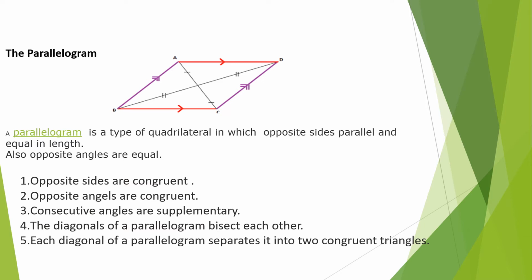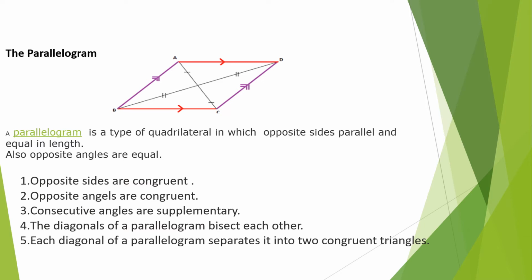Now let us learn about the types of parallelograms and their properties one by one. Children, first let us know about the parallelogram. It is the most important type of quadrilateral. Children, a parallelogram is a type of quadrilateral in which there are two pairs of opposite sides. Those opposite sides are parallel and equal in length.